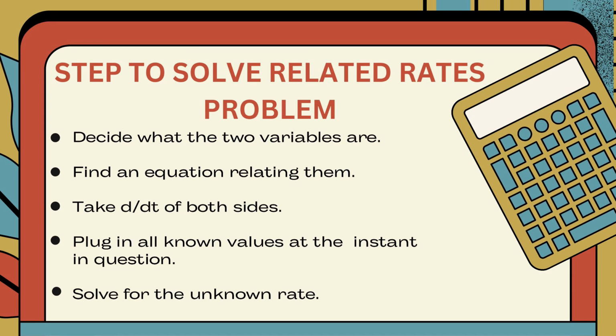Step 4. Plug in all known values at the instant in question. Once we have the differentiated equation, we plug in the values of the variables and their rates of change that are known at the specific moment in time being considered. Step 5. Solve for the unknown rate. Finally, we solve the resulting equation for the rate of change that we are trying to find.